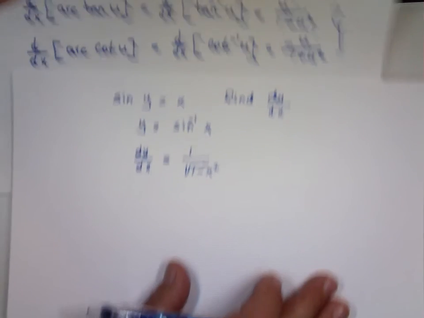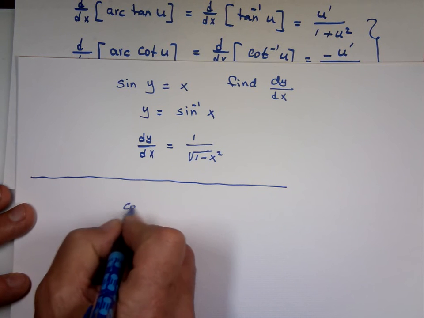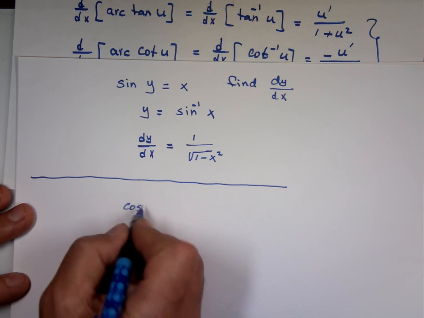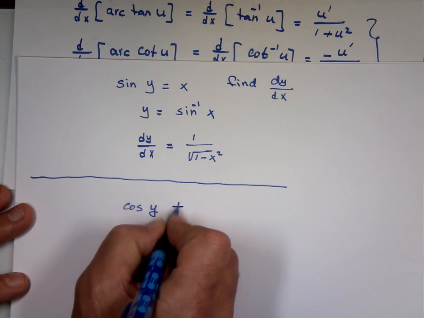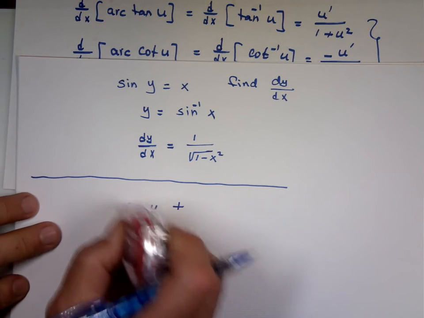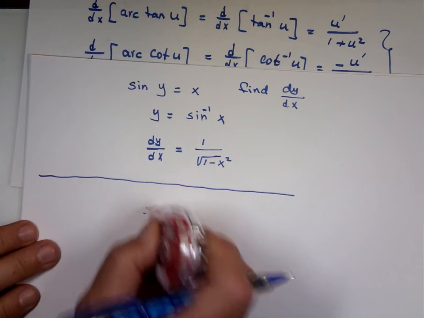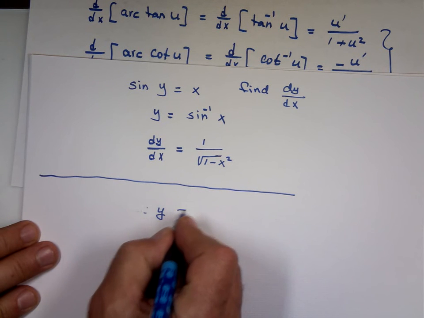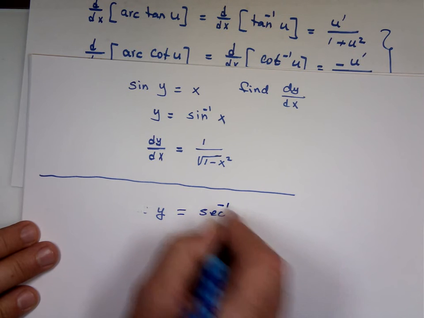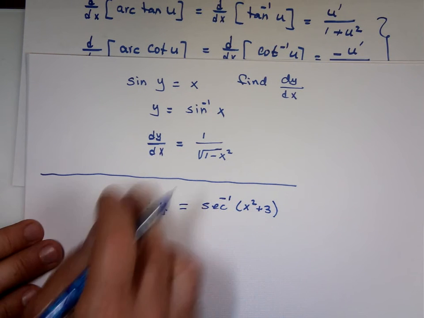Let's try another one. I'll change my mind, I'll come back to this one. Y equals the inverse secant of x squared plus 3. Just to make sure you can do the derivative. What's the derivative of that?